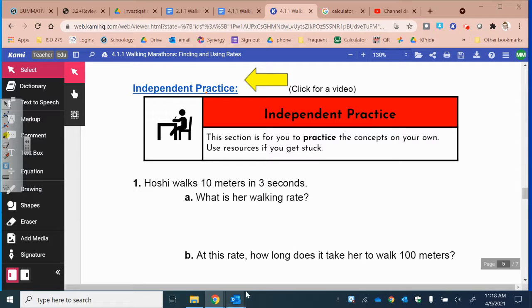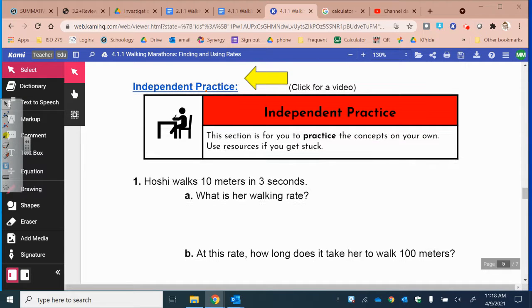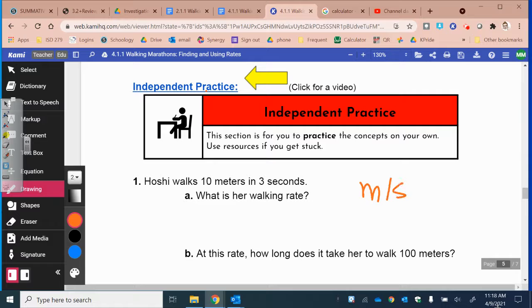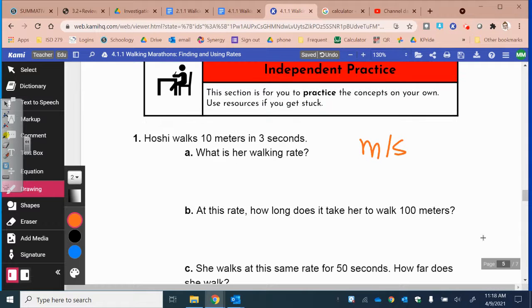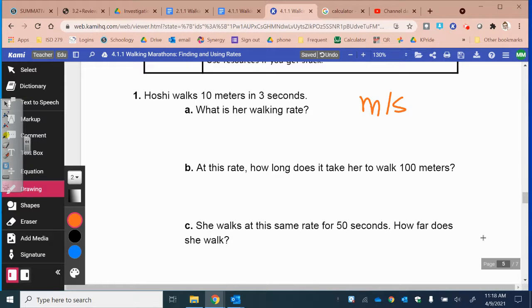So it says here, Hoshi walks 10 meters in 3 seconds. What is her walking rate? Remember, we were using the units meters per second to answer this question. So how could you use 10 meters in 3 seconds to find the walking rate? And I'm going to encourage you to go to the 10th place, so one space after the decimal, when you're calculating this. If you have a long number like we did for our walking rate, just go to the 10th place. That'll be okay.